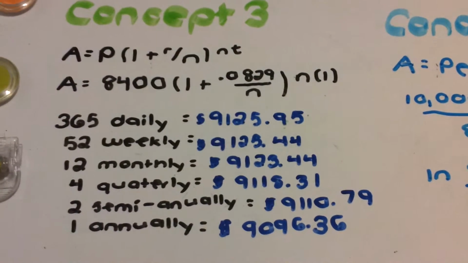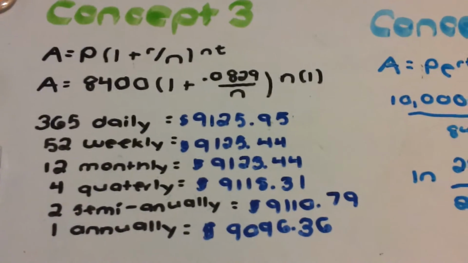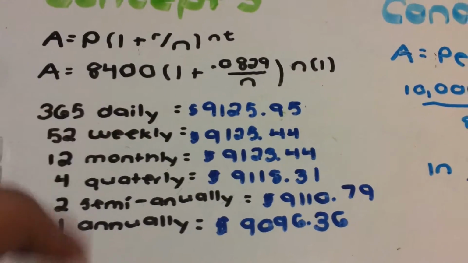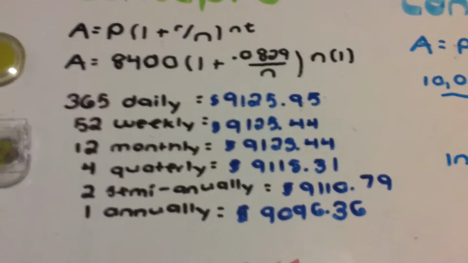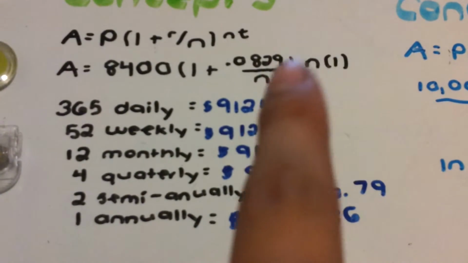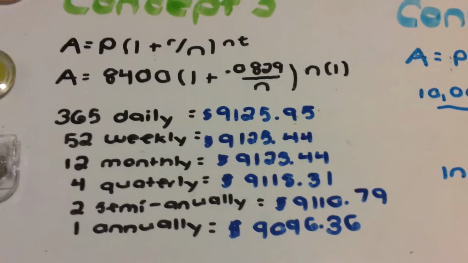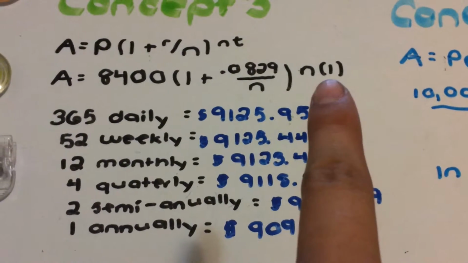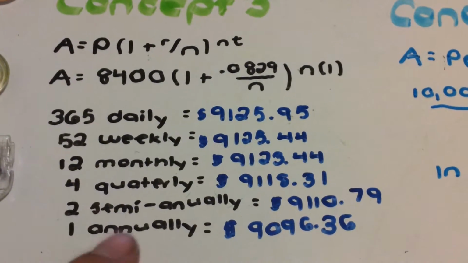times 1 plus 0.0829 divided by n, to the power of n times 1, because A is the amount you'll end up with and 8,400 is the amount that you have so far. So you plug it in, and R is the rate, which is 8.29%, so you turn that into a decimal, 0.0829, and the time is T, which is 1, and n will be your daily, weekly, monthly, quarterly, semi-annually, and annually.